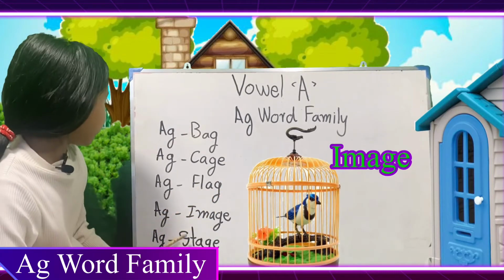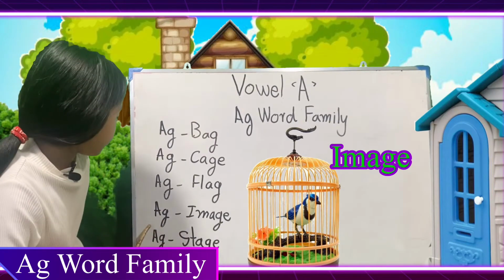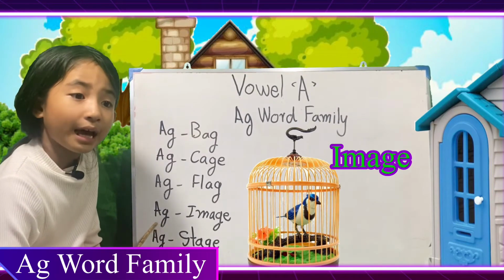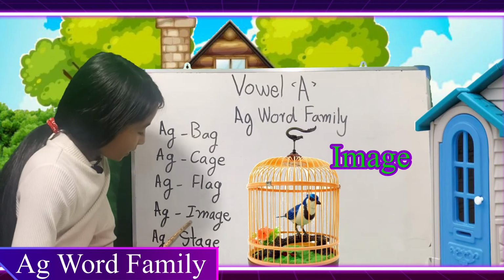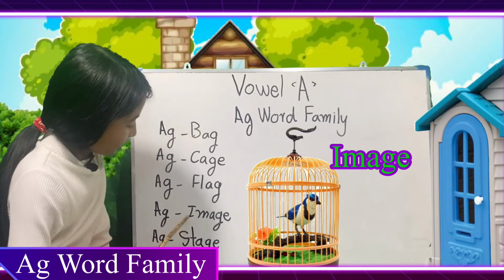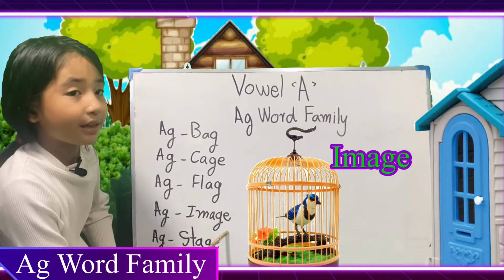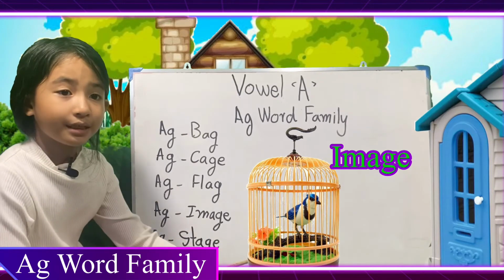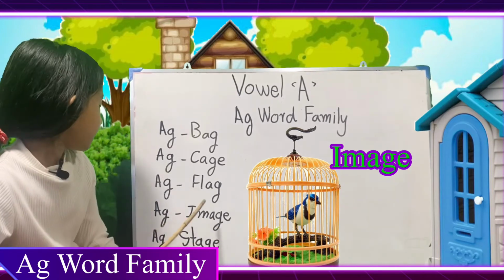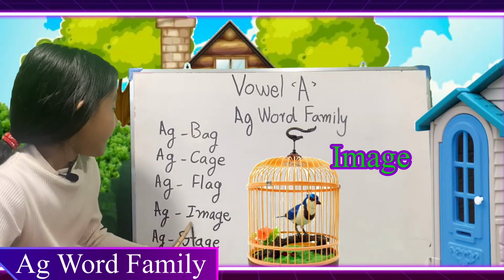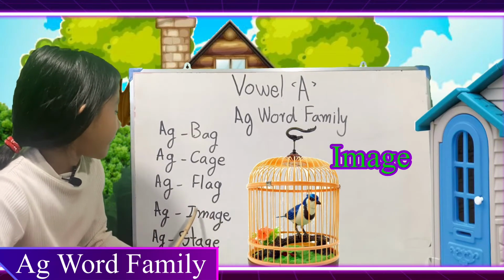Next one, anger, egg. Say with me, guys: anger, egg. Im, im, m egg make image. This is an image, guys, like a picture. Say with me, guys: im, im, m egg make image.